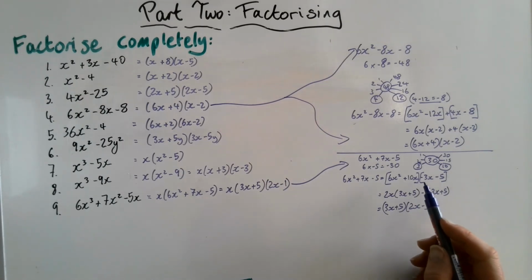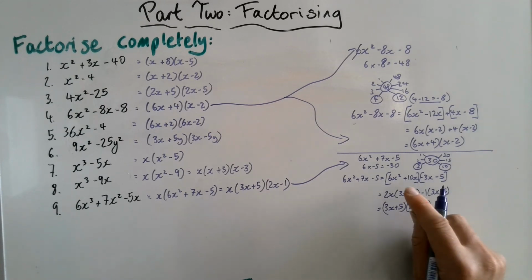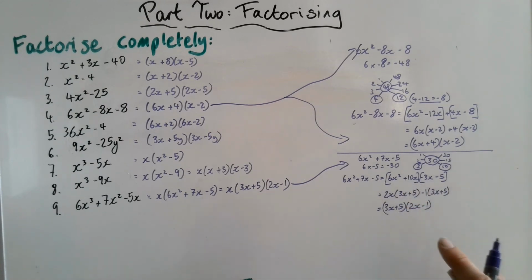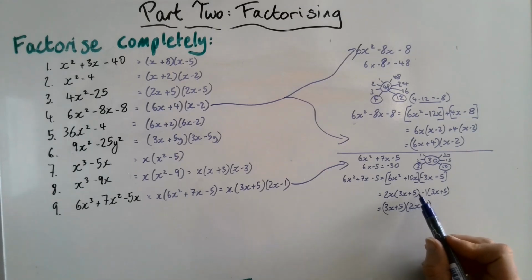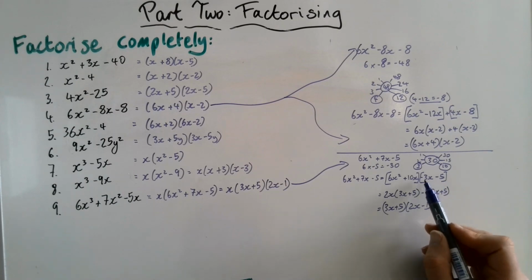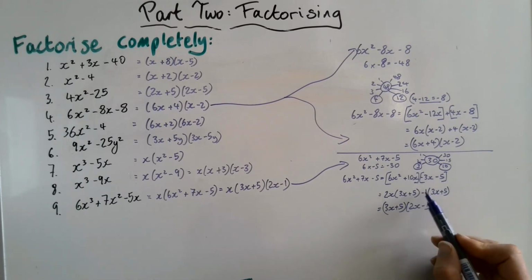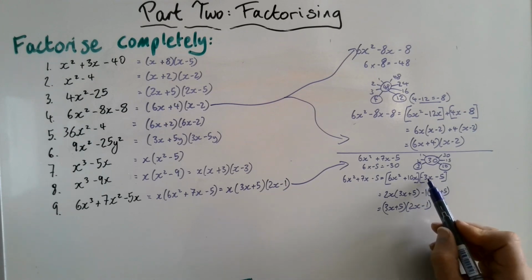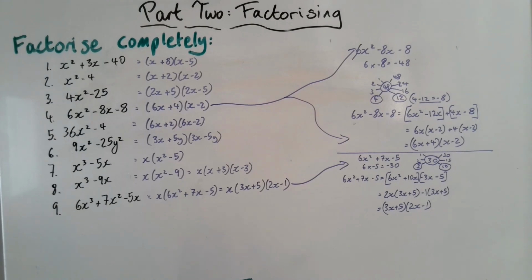By the way, it doesn't matter which way you have your 10x and your minus 3x. If you'd done 6x squared minus 3x plus 10x, you would have just ended up with 2x minus 1 as being inside your bracket there. Also notice with the negative here, it was negative of what I wanted. So I put down what I wanted and then said, right, I times both of those by negative 1, which is why I ended up with negative 1 there.